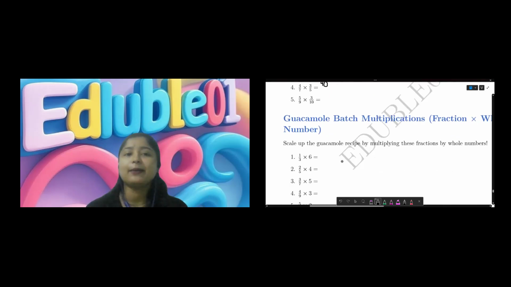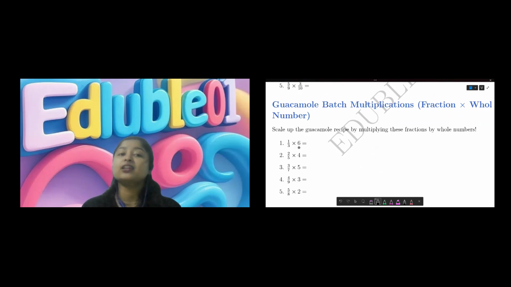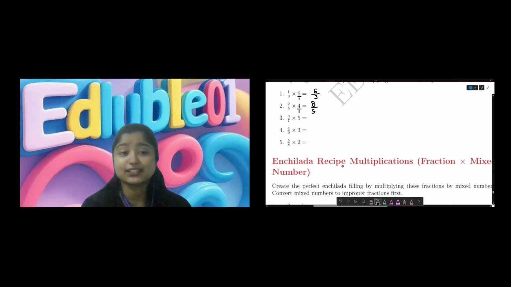Now, guacamole batch. Scale up the guacamole recipe by multiplying these fractions by the whole numbers. Let's see them. So, nothing, that means 1. So, 6 times 1 is 6. 3 times 1 is 3. Nothing but 6 over 3. 4 times 2 is 8. 5 times 1 is going to be 5. So this is 8 over 5. Nothing much. You can add the rest of the spices or veggies according to your choice.